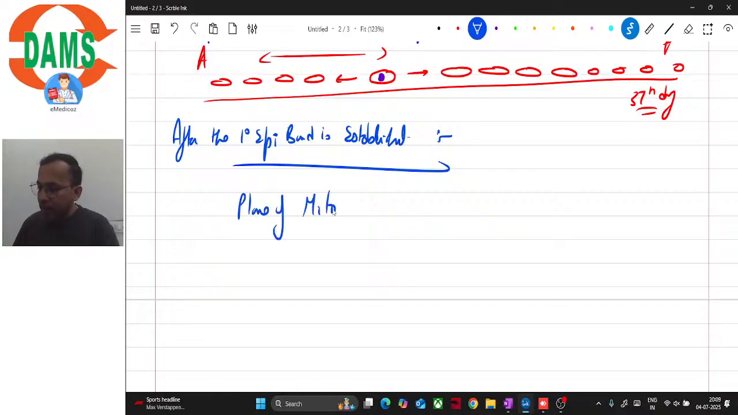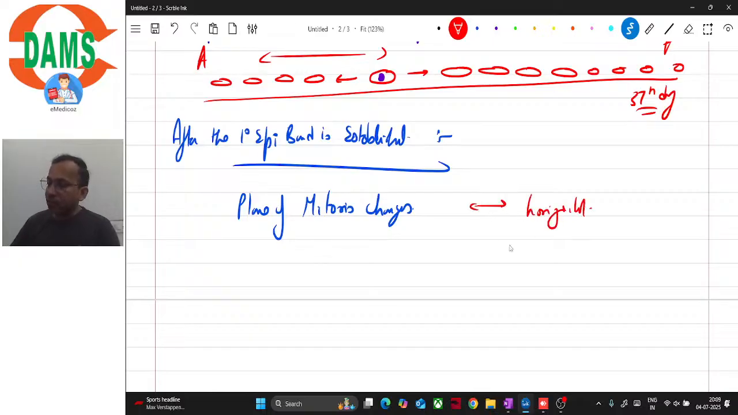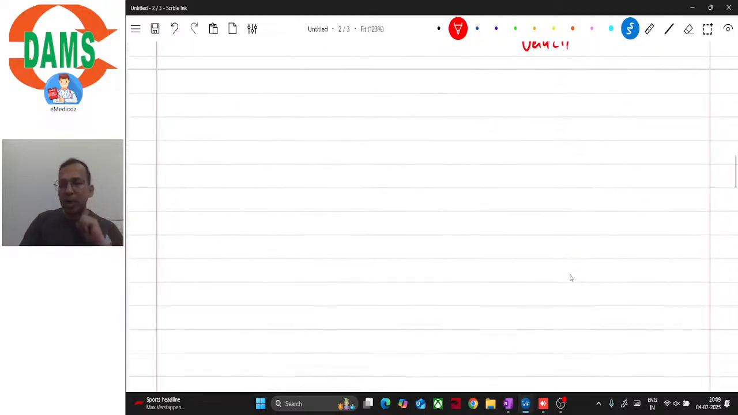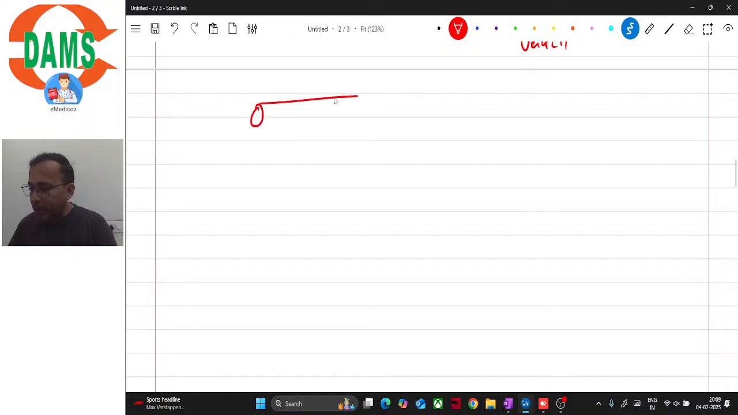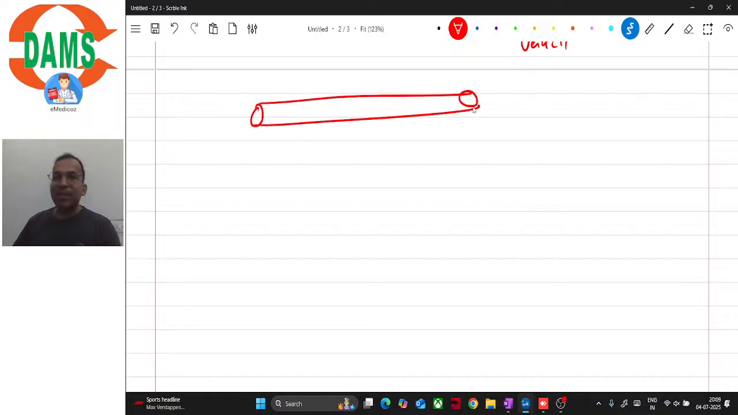Plane of mitosis changes. As you can see right now, during the primary epithelial band formation, the plane of mitosis is horizontal. From horizontal, the plane of mitosis changes to vertical. So let's say this is the primary epithelial band. It is established, isn't it? The primary epithelial band is established, and now the plane of mitosis would change and it will become vertical.